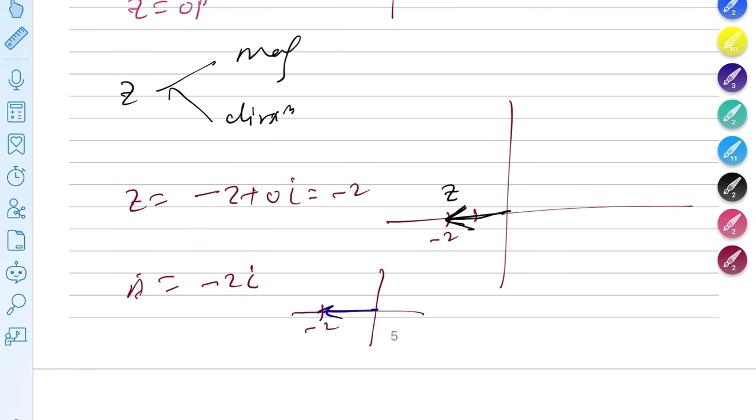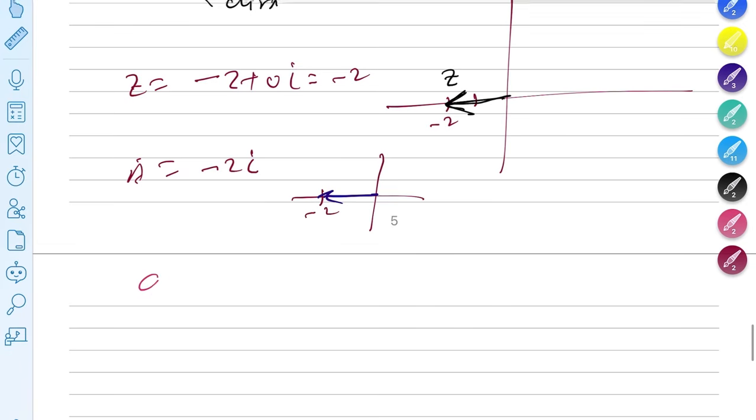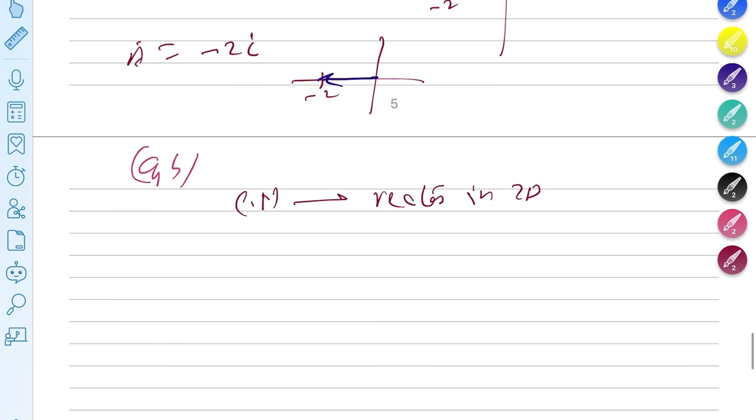And the complex number is represented as a vector in 2D. That's important. Only two components, a and b, the same as the vector. So basically a complex number is nothing but a vector in the 2D plane. Got it? Let's discuss some basics of the magnitude and direction.